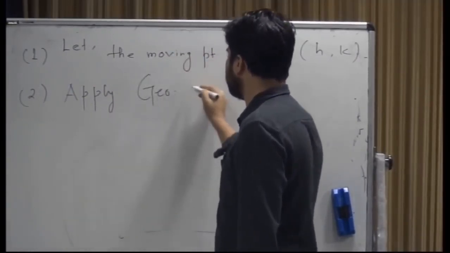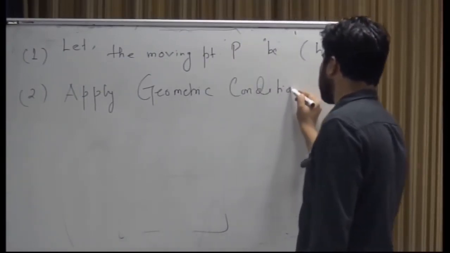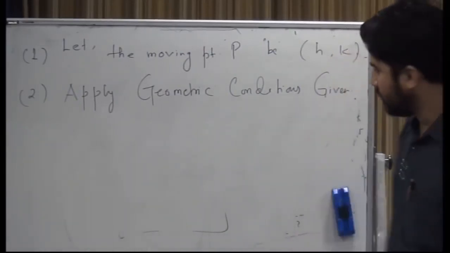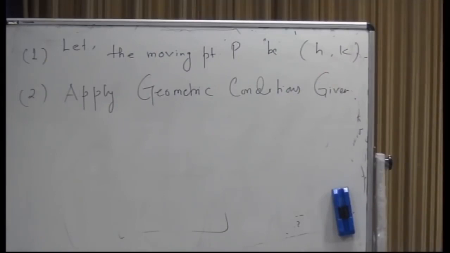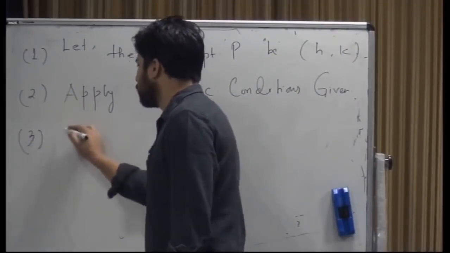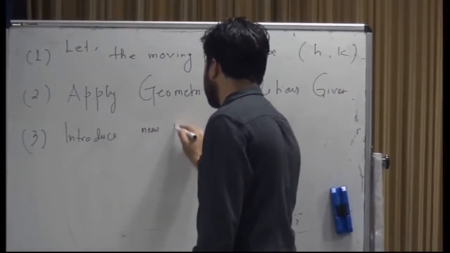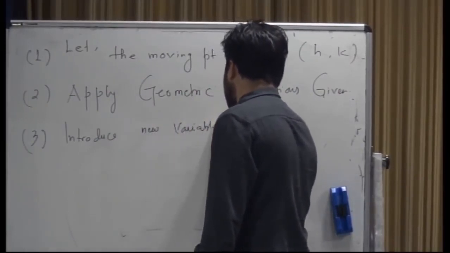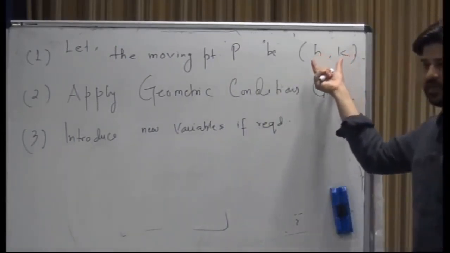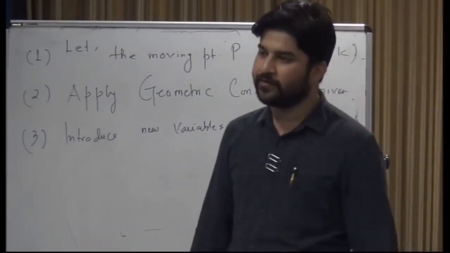Apply geometric conditions given. Sometimes you have P, you have your conditions. Sometimes it is required that you will be introducing a few new variables. Introduce new variables if required. I'm not calling these two new variables. I'm calling simply this variable h and k, right? And I'm calling introduce new variables if required.